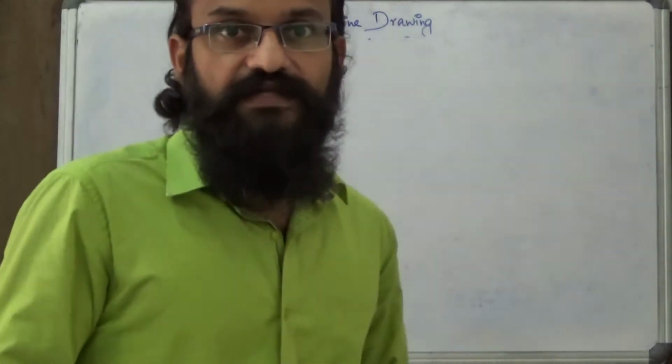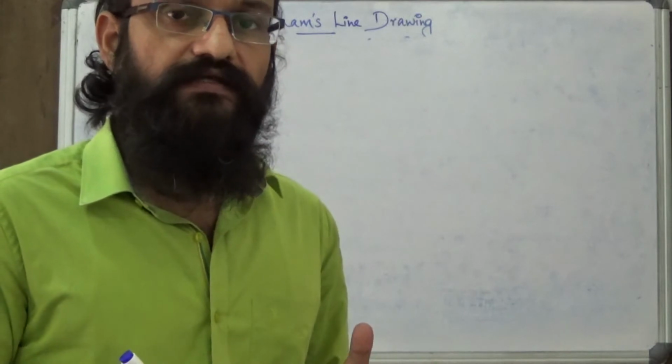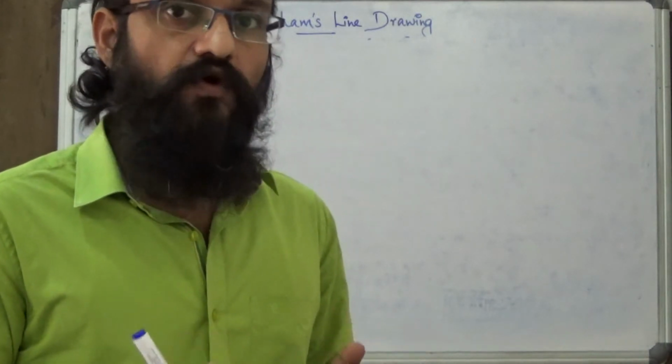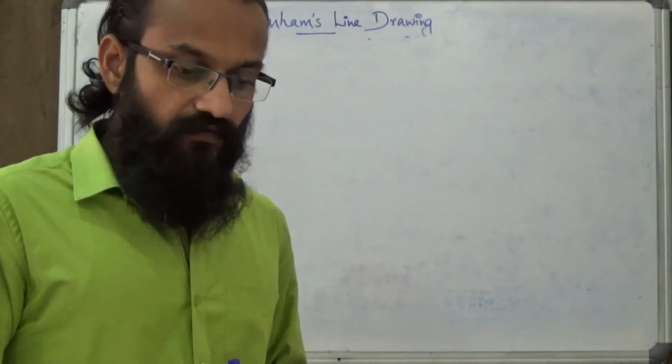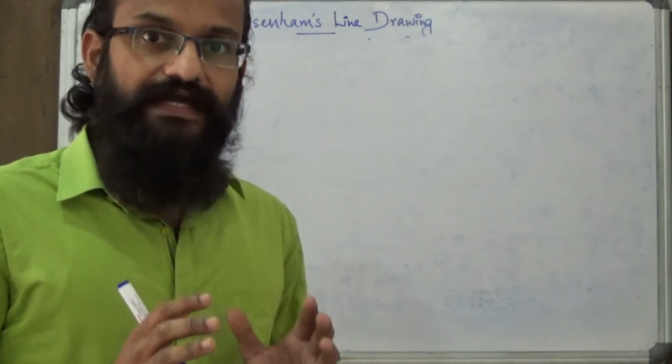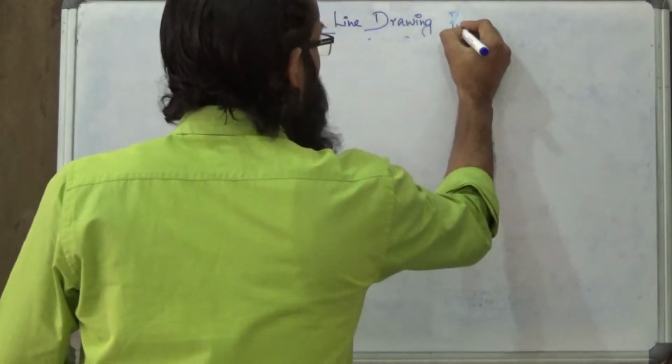This lecture deals with Bresenham's line drawing algorithm. As you all know, line drawing algorithms will be based on the slope-intercept equation y equal to mx plus b. Now, this algorithm actually proceeds based on a decision parameter pk. So, our aim is to derive the decision parameter pk.